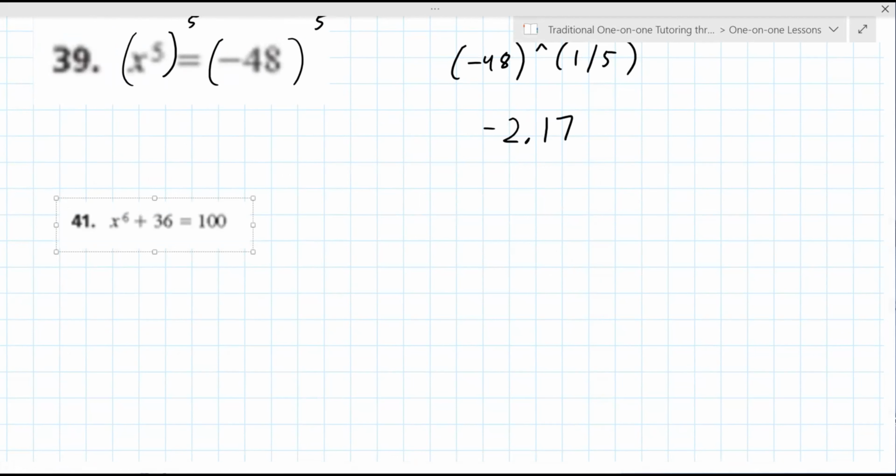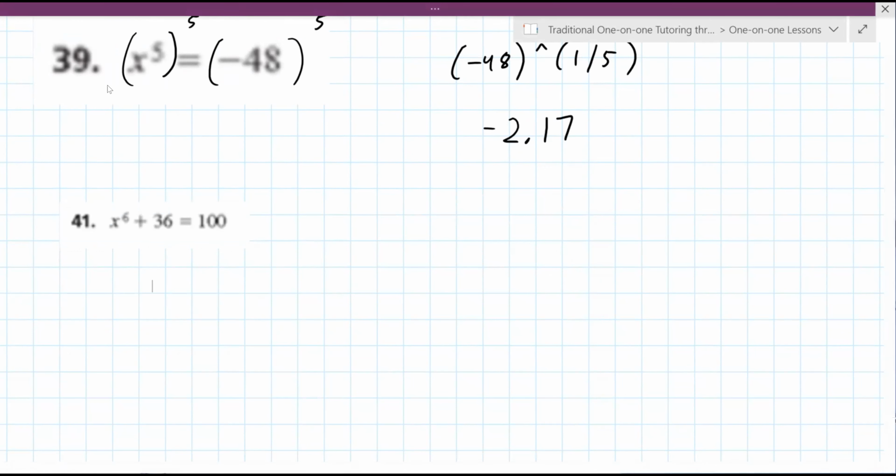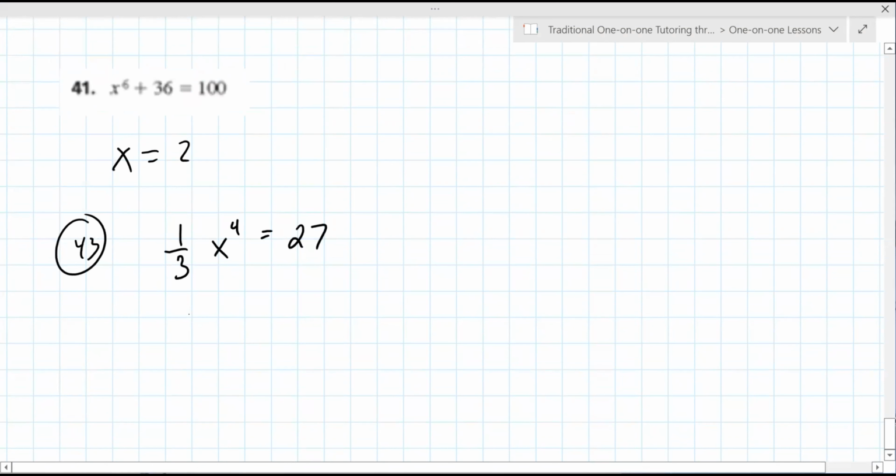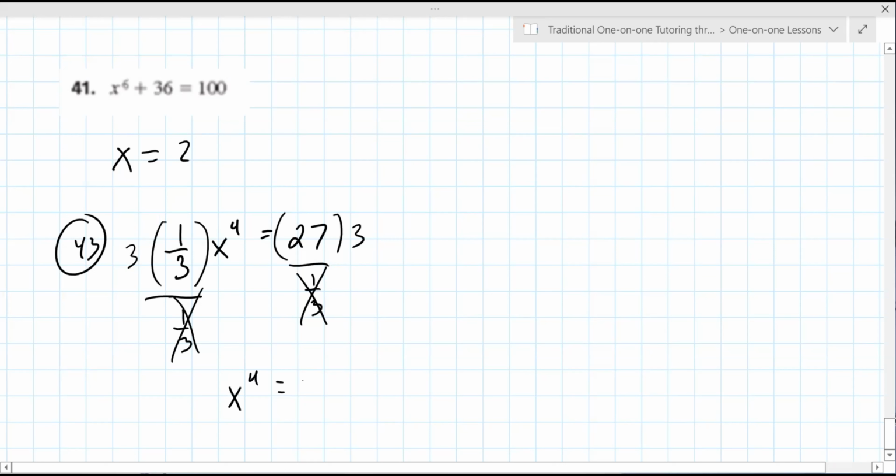I got 2. Yes, X is 2, perfect. All right, now for 43 here, do you see that? Because this is the last one, right? Yes. So it's 1/3 X to the 4th equals 27. So you want to get rid of this 1/3 first. Like I was just working with a student, yes, you can divide by 1/3, but please don't do that. Please multiply by 3 instead, because it undoes the 1/3, and you get X to the 4th equals 81. And go ahead and grab your calculator.